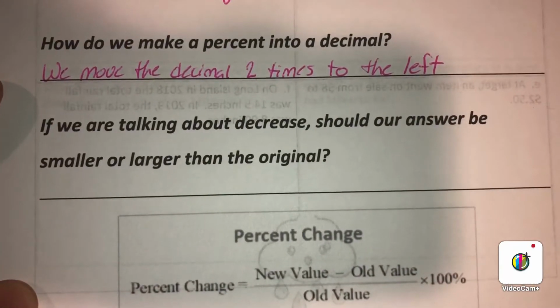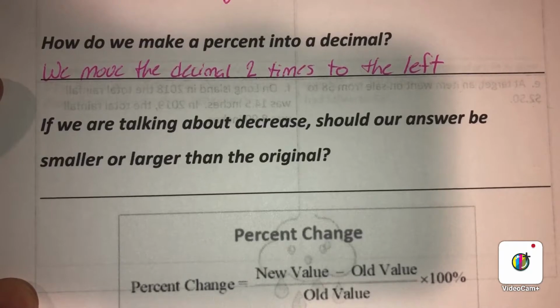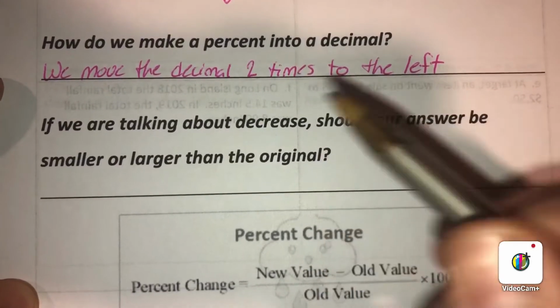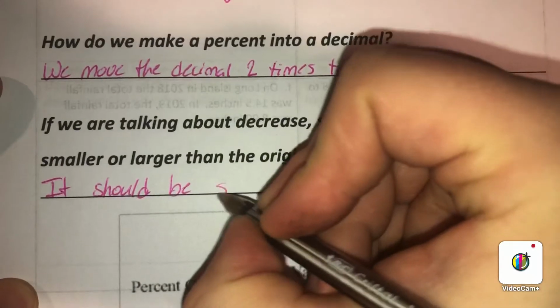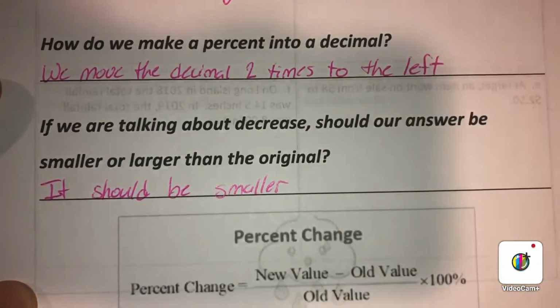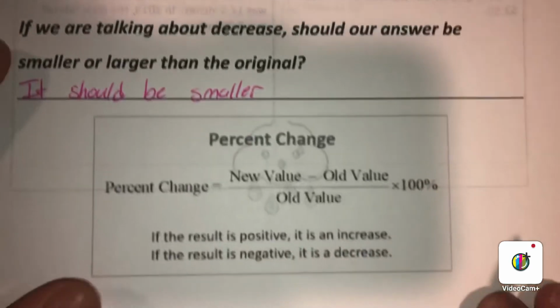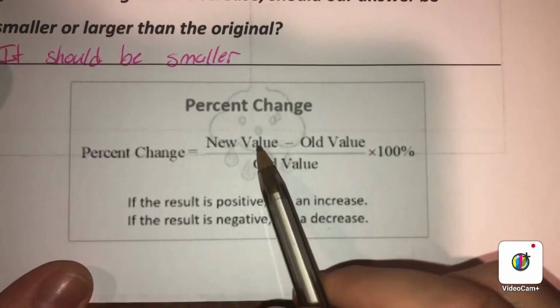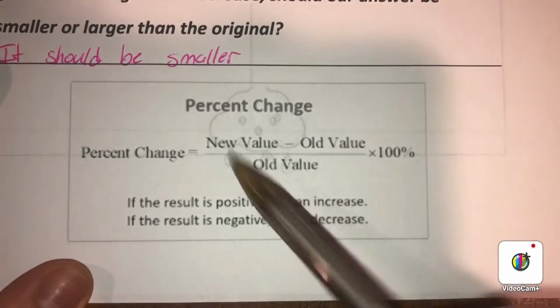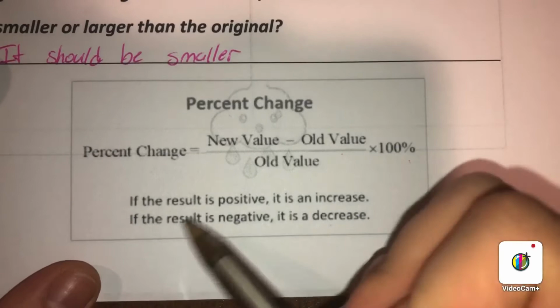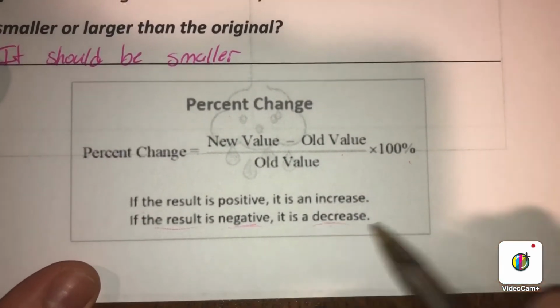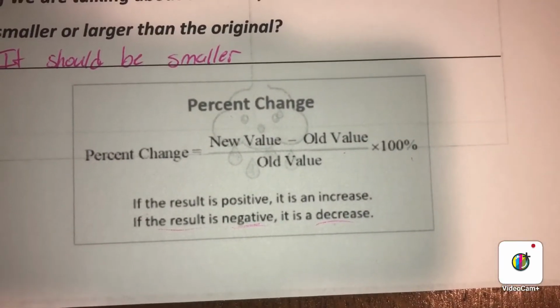Now, if we're talking about decrease, should our answer be smaller or larger than the original? Decrease means to go down, so it should be smaller than our original. So here's the formula from the other day, percent of change, which we used in the do now: new minus old divided by old times 100. The only difference this time, if it's negative, it's going to be a decrease. So our answer should be in the negatives, so that we know we're talking about a decrease.